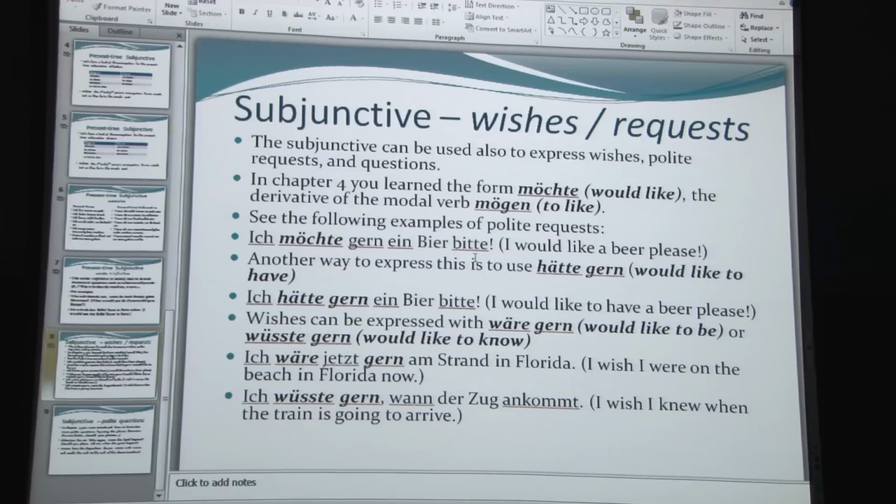Two ways to say the same thing. Möchte means would like, we just said. Hätte gern also would like. No? Hätte gern, would like to have. So it means the same thing. Ich hätte gern ein Bier, ich hätte gern einen Kaffee. Ich möchte gern ein Bier, ich möchte gern einen Kaffee.